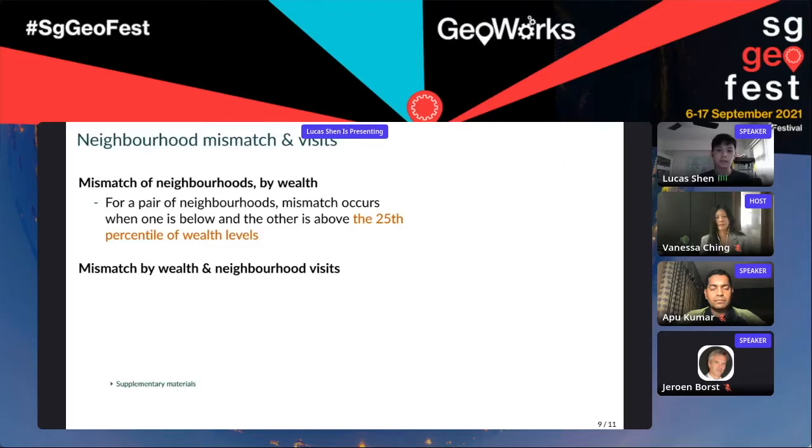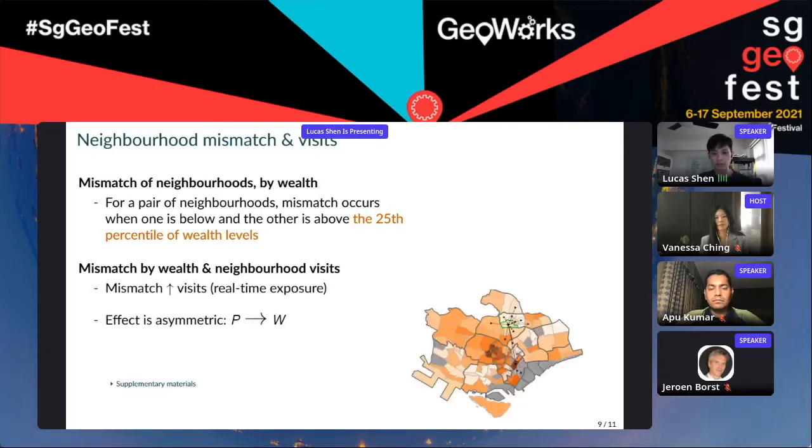Once we have that, we can examine the impact of mismatch by wealth on neighborhood visits on a real-time daily basis. And this is what I mentioned at the beginning. If there is mismatch by wealth, then on average, there are higher neighborhood visits on a daily basis, which in our study is what we call real-time exposure of individuals from different socio-economic backgrounds. But this effect is asymmetric. When we decompose that mismatch measure, we find that it's driven asymmetrically by people from the poorer neighborhood, which is P, visiting the wealthier neighborhoods, which is W.